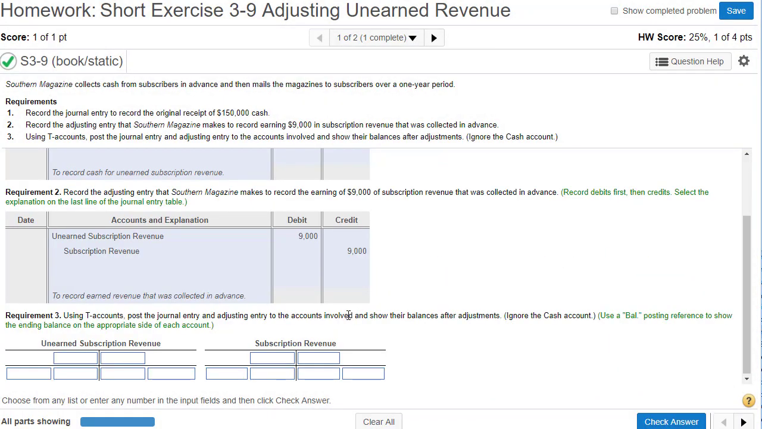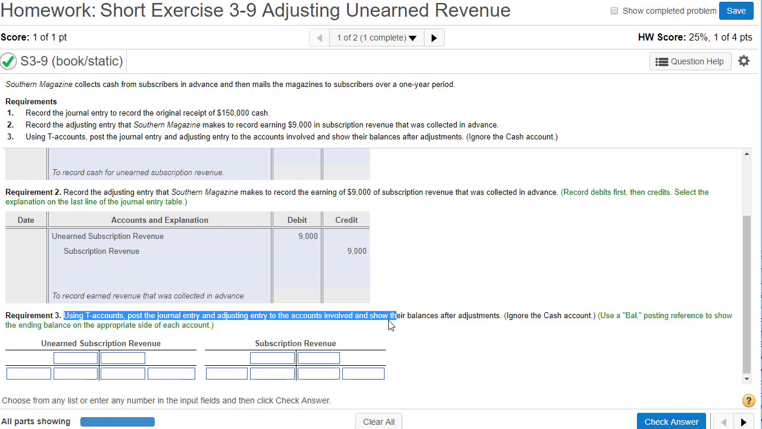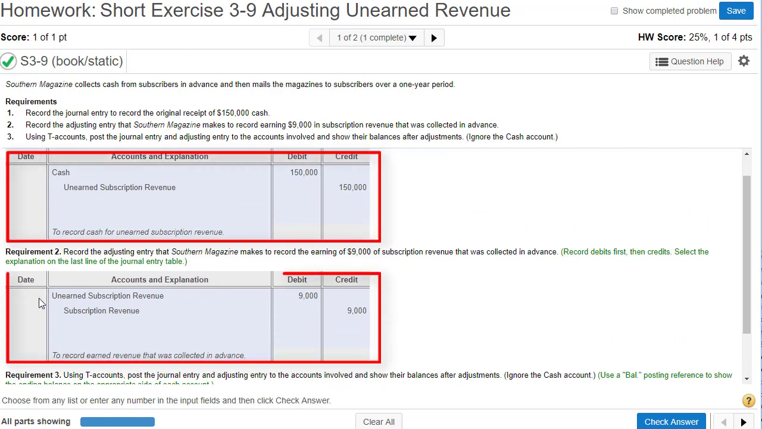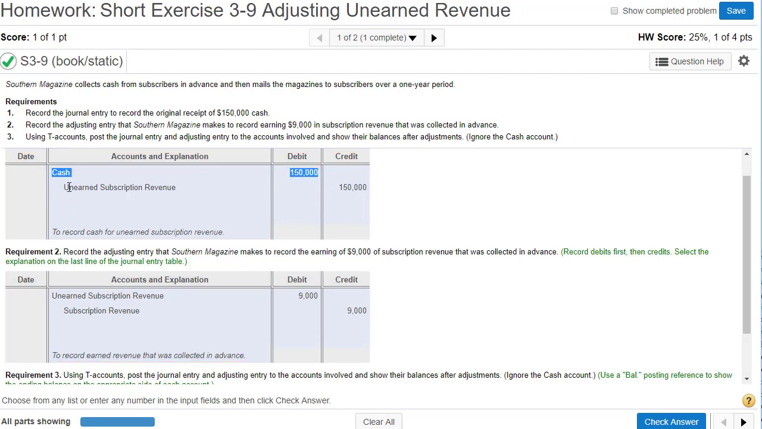Now they want us to post to the T accounts. And notice in this case, they're going to have us ignore the cash account. So using the 2 T accounts below, post the journal entry and the adjusting entry to the accounts involved and show their balances after the adjustments. So here's the original journal entry, and then here is the adjustment. So let's post this first. We would normally start with cash, but they don't want us to do cash, so we're going to skip that.